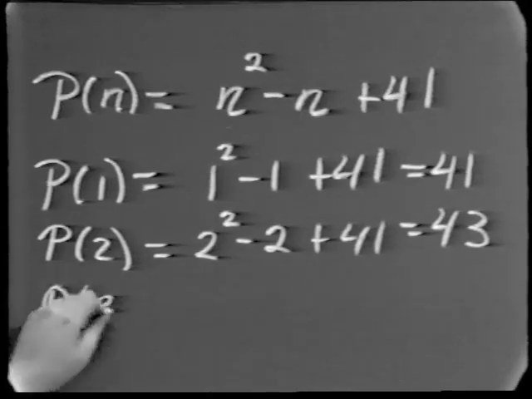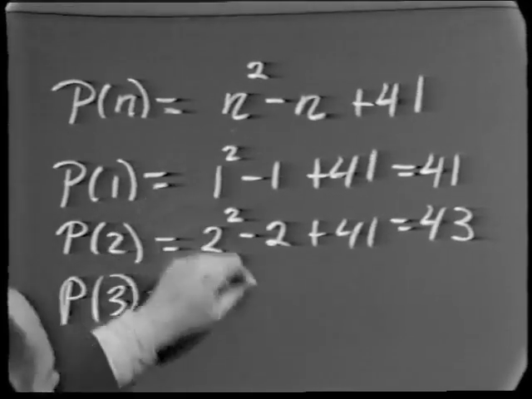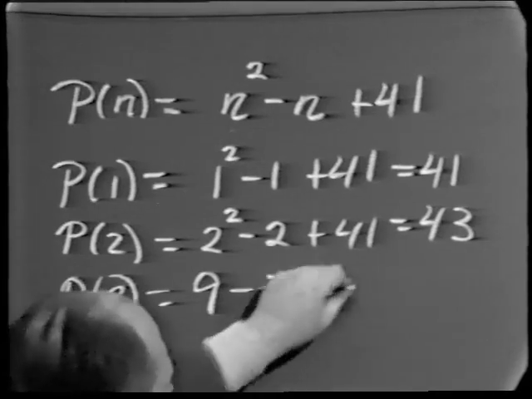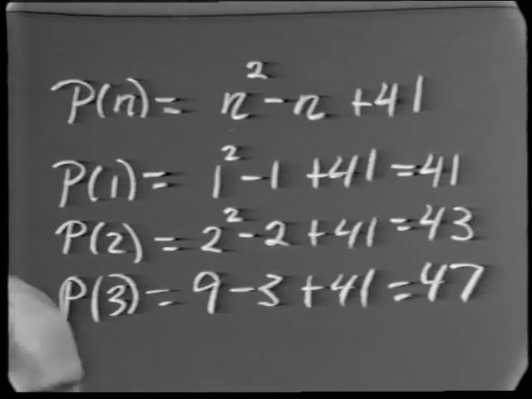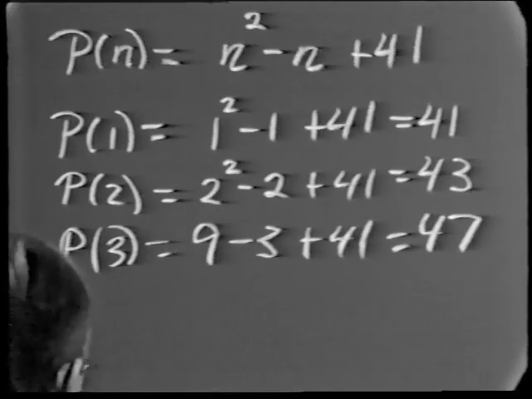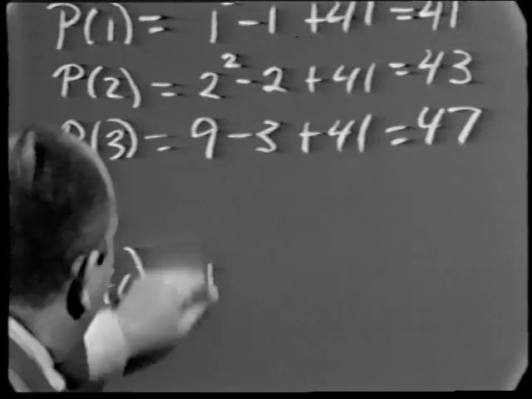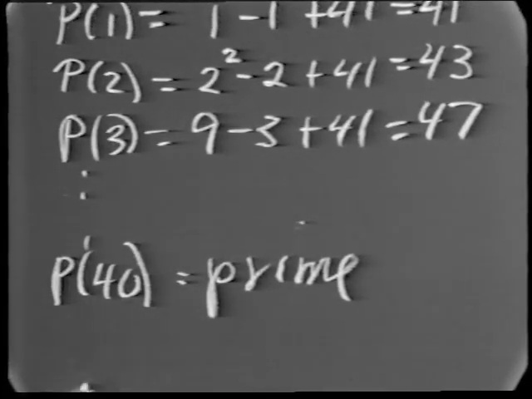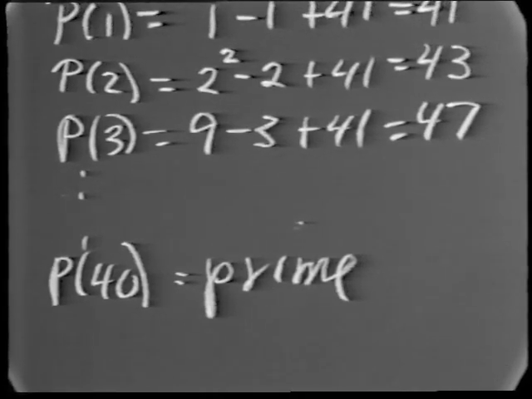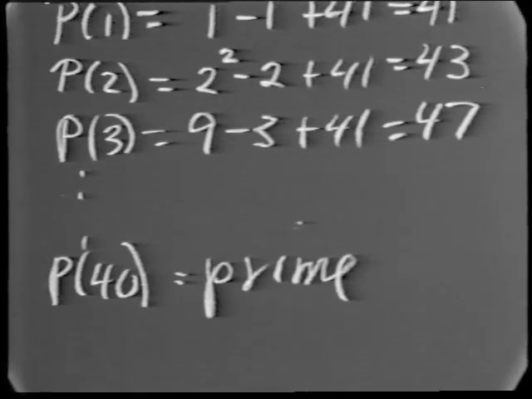Let's try 3 in here. 3 squared is 9, minus 3 is 6, plus 41 is 47, also a prime number. The amazing thing is that as you go all the way through to 40, you get nothing but prime numbers. And you say, it's right so far, it must be right all the time. And this is wishful thinking. This is like the man who wants to count a deck of cards to see if the cards are all there. And he says, 1, 2, 3, 4, 5. Well, so far so good, they must all be here.